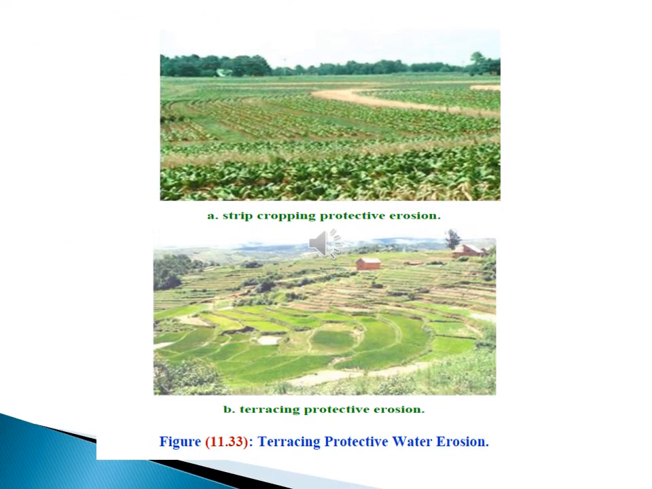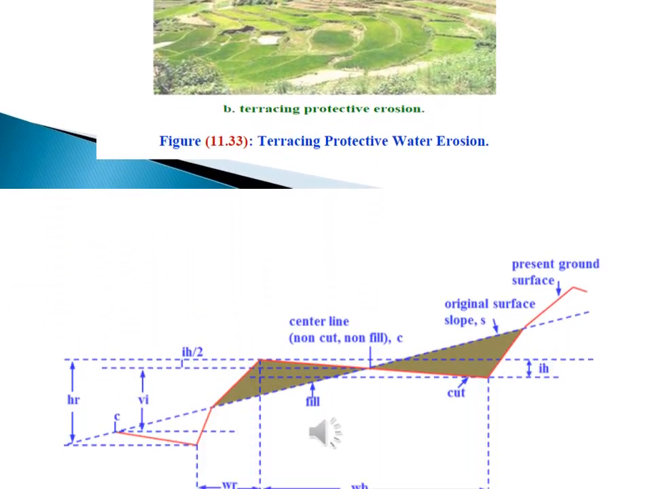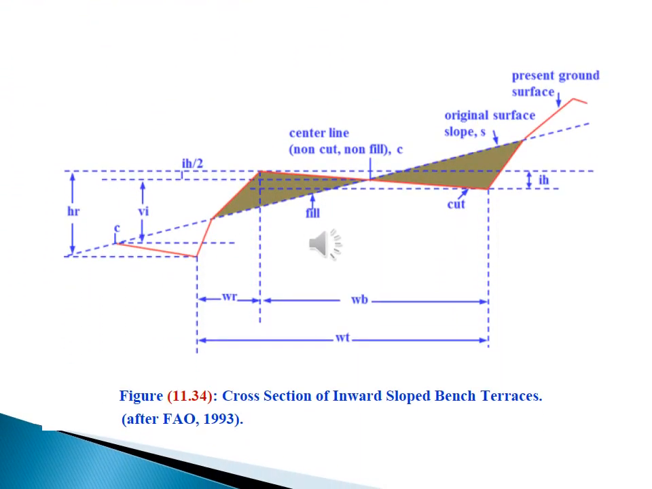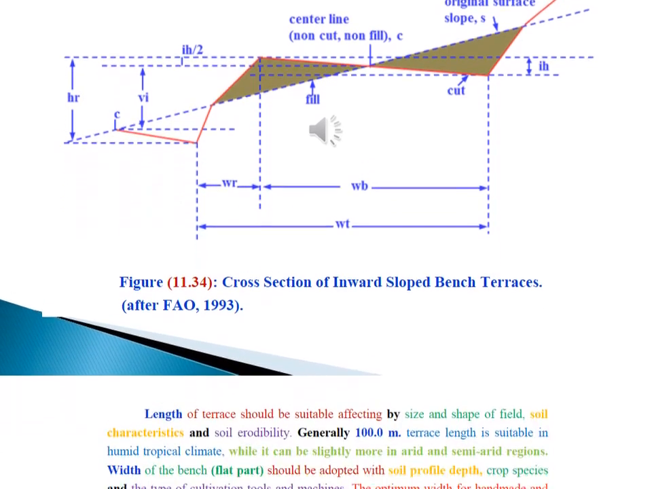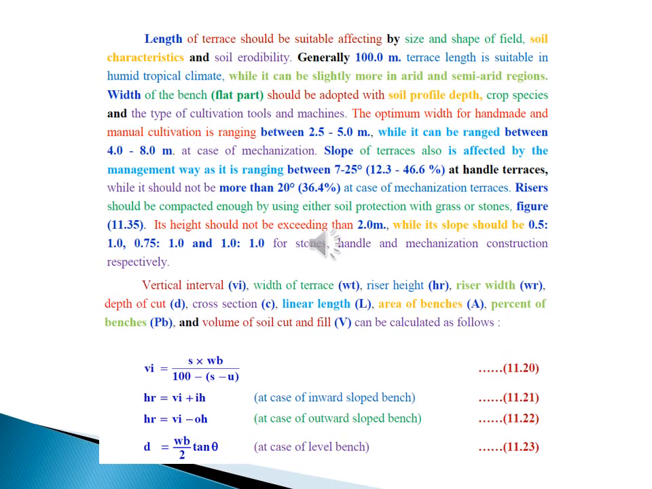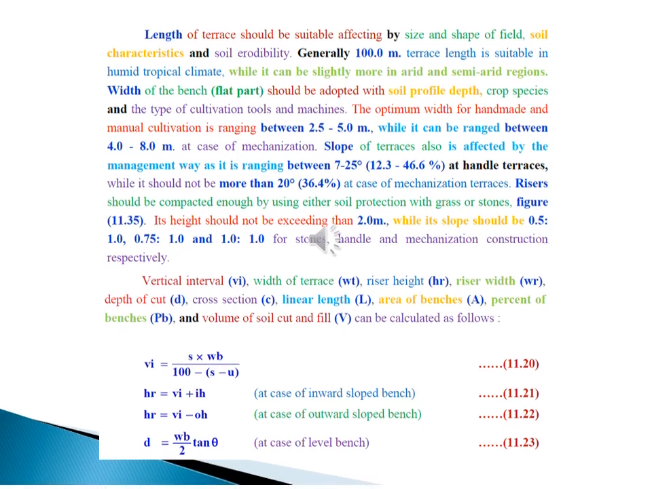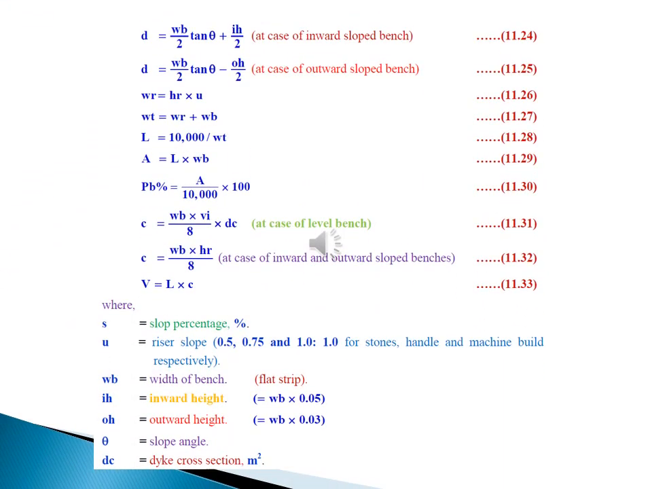Figure showing terracing protecting against water erosion. Really, it is a fantastic figure. Figure showing cross-section of inward slope bench terraces. Look, my dear, it is so important. Look, my dear, length, width, and slope of bench terraces can be arranged as shown in the enclosed equations. Rest of equations which define length, width, and slope of bench terraces.